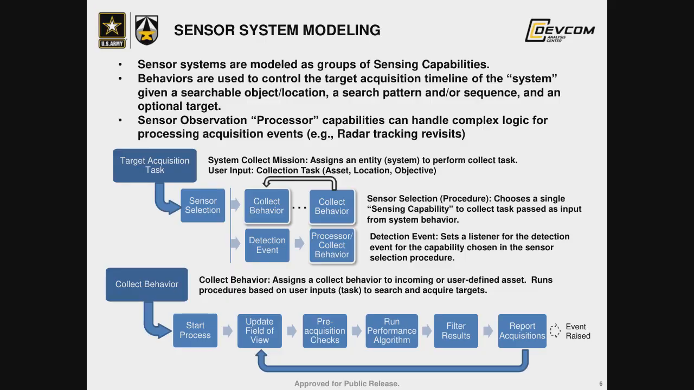So now, getting more into what we do within TIPS, more of an ISR focus, is sensor system modeling. The sensor systems are modeled as a group of sensing capabilities. Say you have an EOIR camera and it has 5 different field of view levels. Each one of those field of view levels has a different performance model and a different field of view, so each one is treated as its own capability.